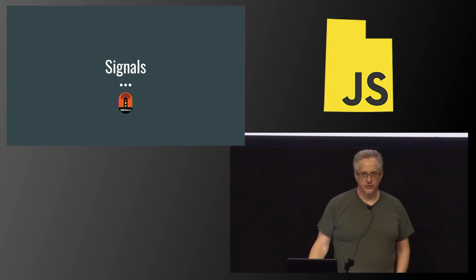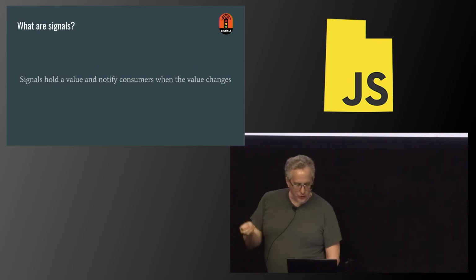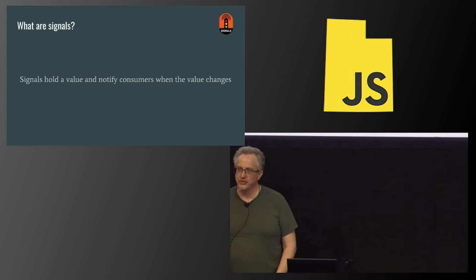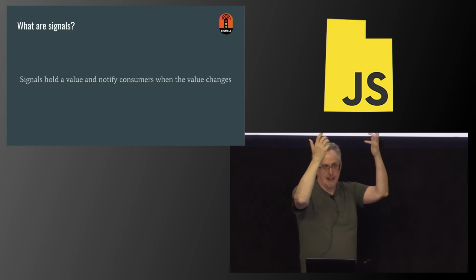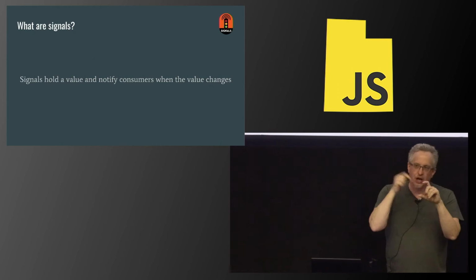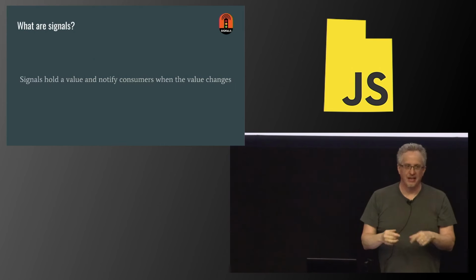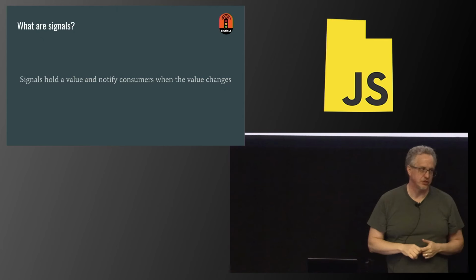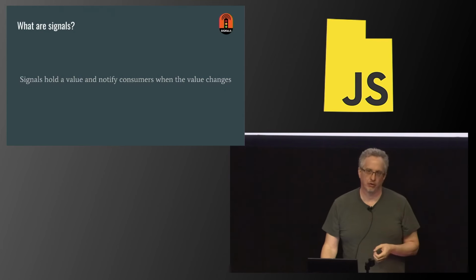Now it's time for signals. So what are signals? They're things that hold a value and notify consumers when the values change. I think of it as a box that has a value. But it's not just that. That box knows the other things that are paying attention to that box and knows how to tell them, hey, I've changed, you're going to have to change too. And it's a simple concept, but it's surprising how much power we get out of that.